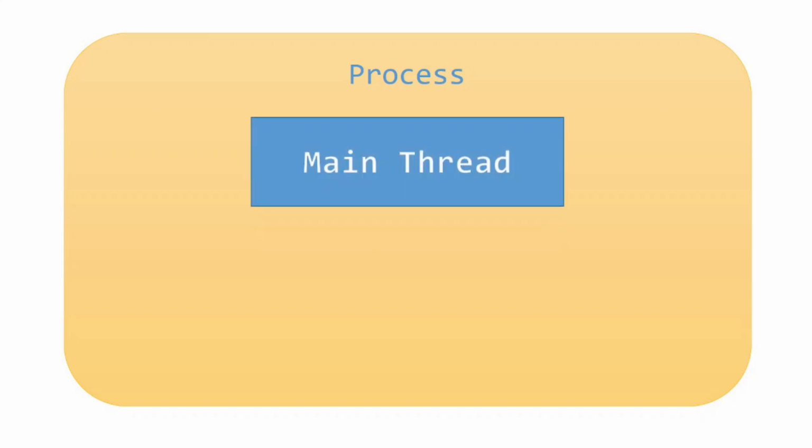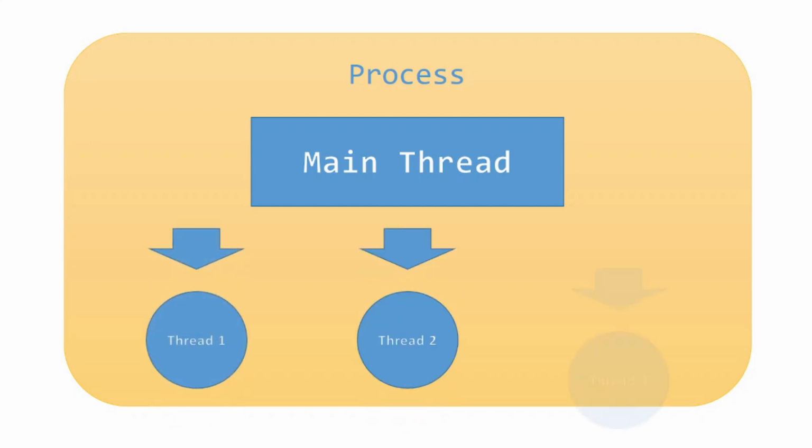Let's look at the process in Python. We have one main process with a main thread in it. The package _thread can separate that main thread into several separate ones: the first thread, the second and the third.